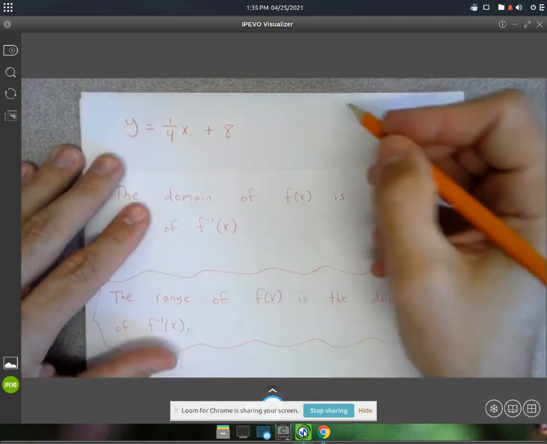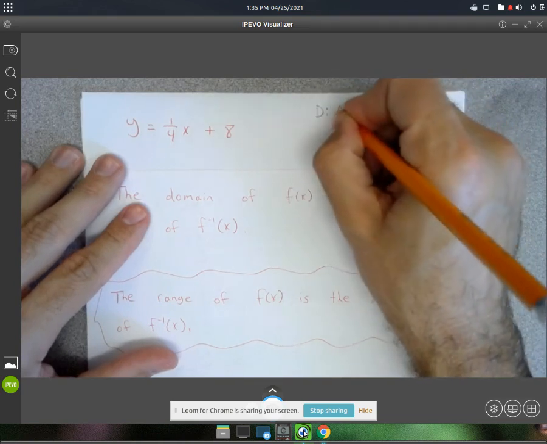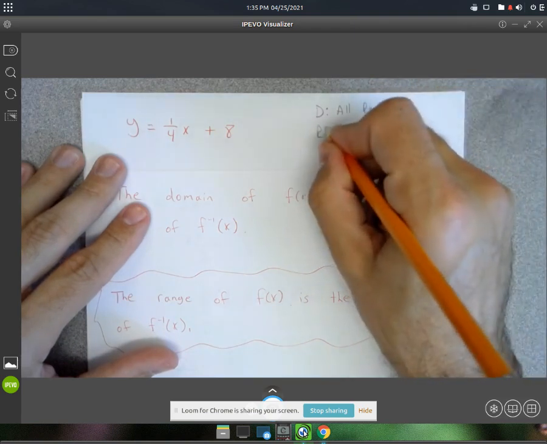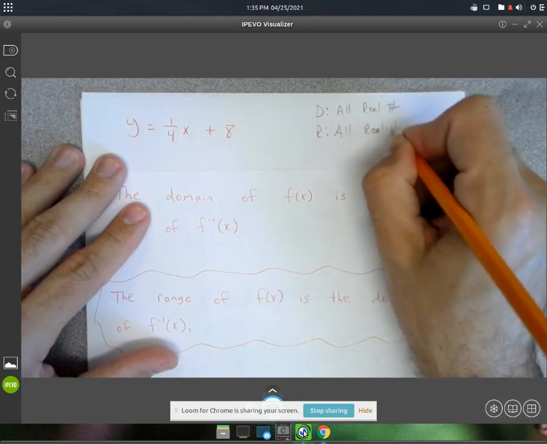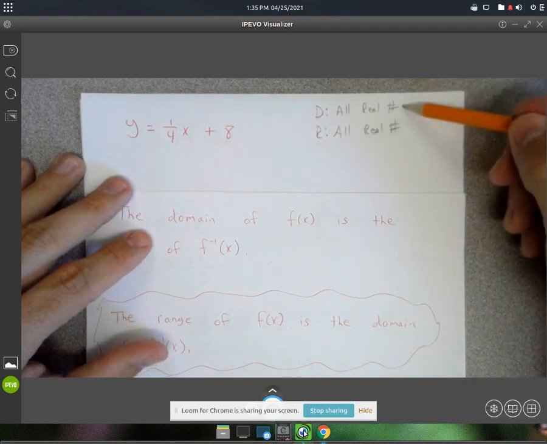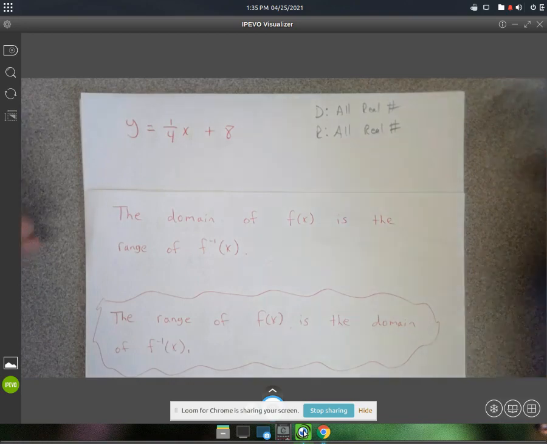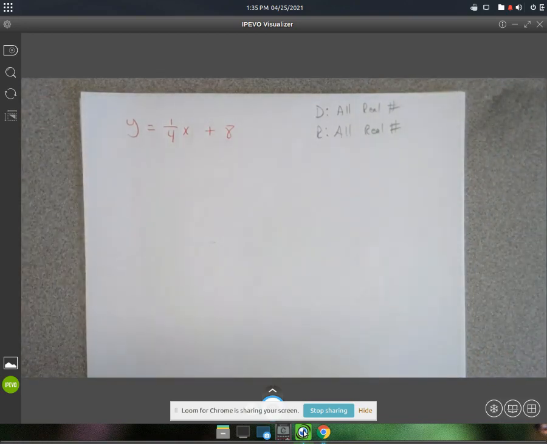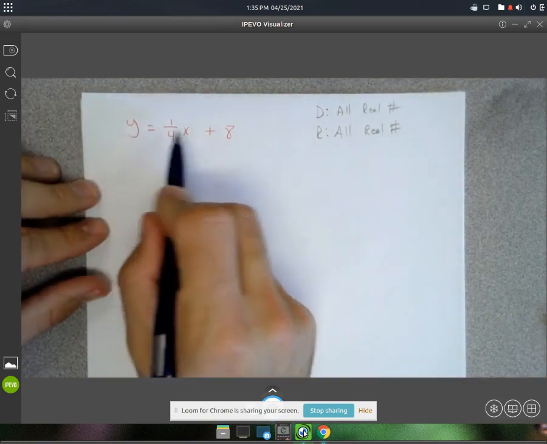For lines like this, I already know before I start, the domain is all real numbers and the range is all real numbers. And so if you're interested in finding the domain or the range of the inverse, you would swap these two things, but it ends up being the same thing. So it's not that big of a deal. You don't have to overthink it when it comes to lines. So we can go ahead and start by swapping our x and y.